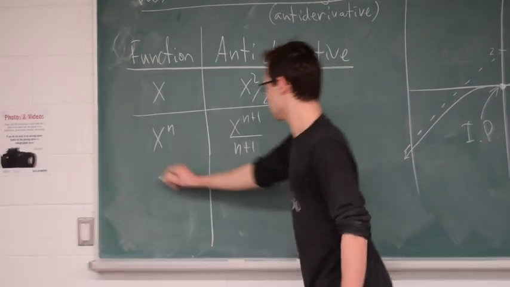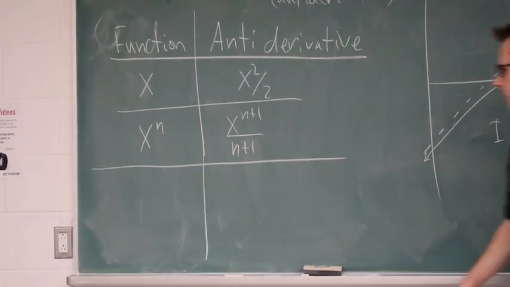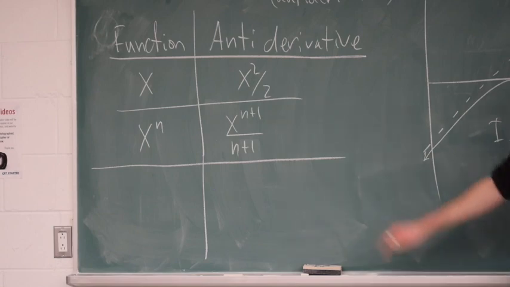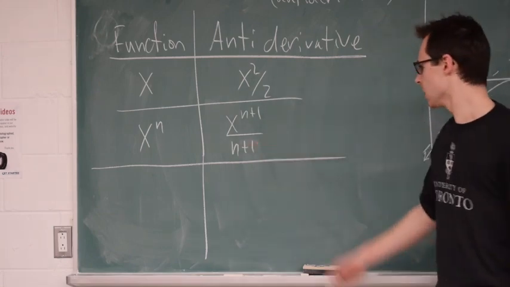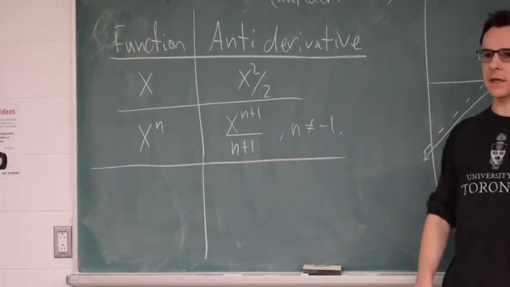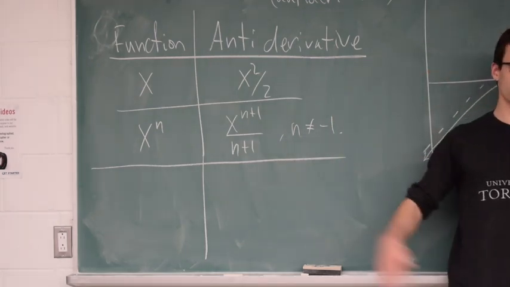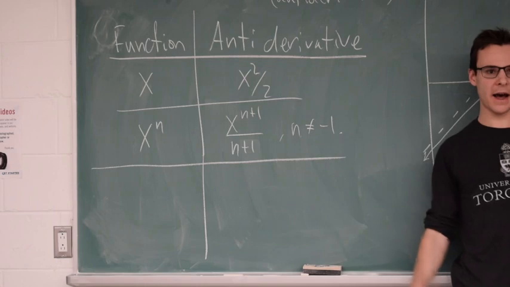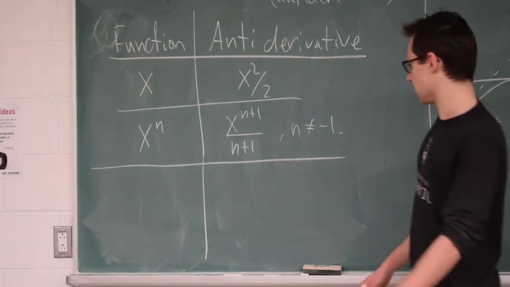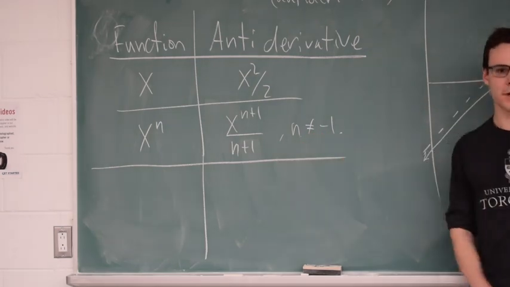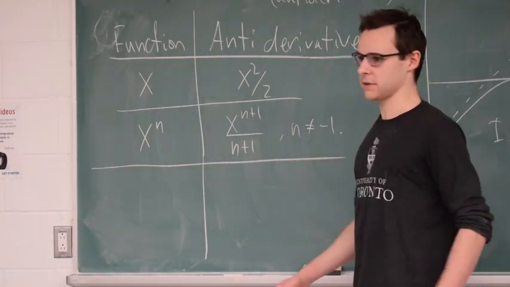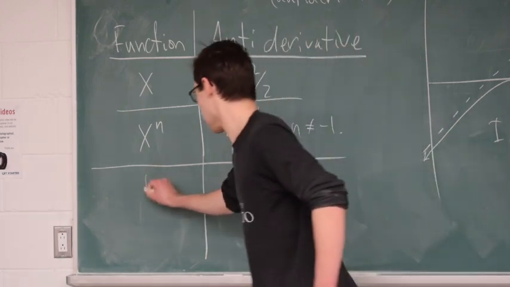Now, there is a small problem here. When n is -1, that formula doesn't work because we end up dividing by 0. So this only works if n is not equal to -1. It works for everything else though, even fractional exponents, like exponent 1/2 or exponent pi, not necessarily just integers. But it does not work at -1. So that leaves the question of what is the antiderivative of x to the -1, or 1 over x?